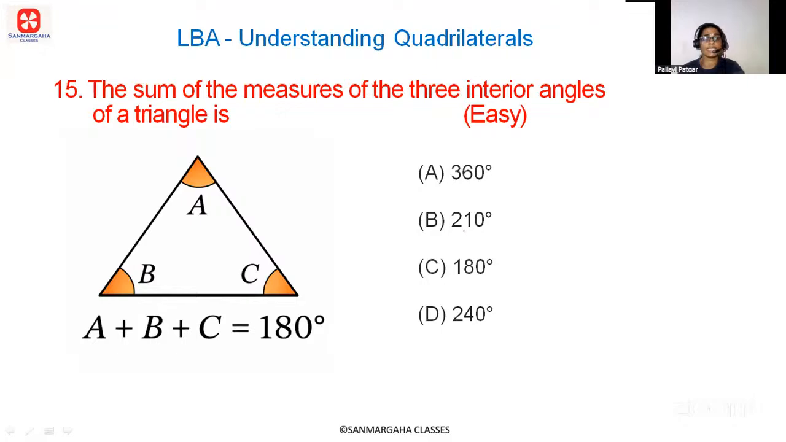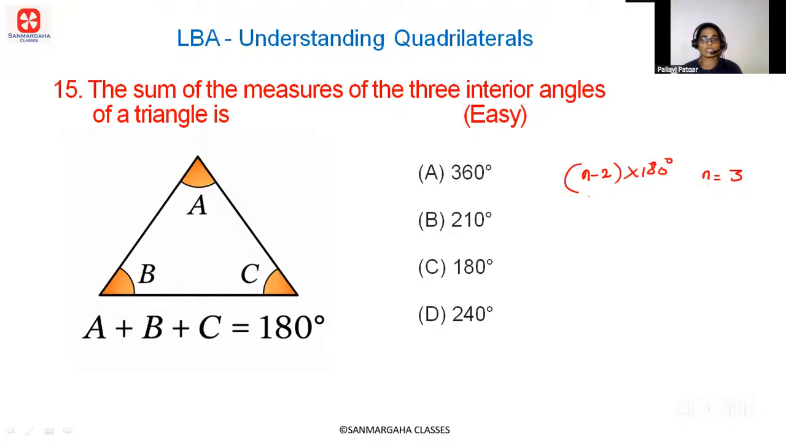polygon with n sides, sum of the interior angle, the formula you know. So what does it say? n minus 2 into 180 degree. Okay. So here we need to find the sum of the measure of the interior angles of a triangle. So here n is equal to 3. So in a triangle, sides is equal to 3.